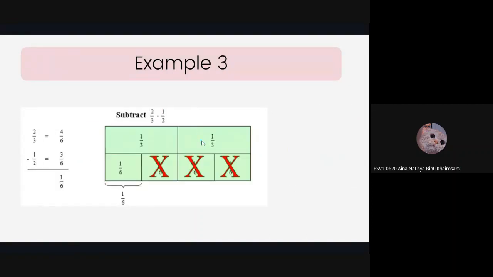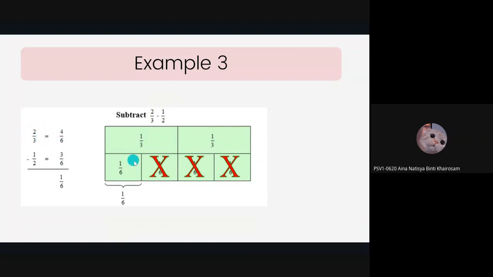Next, for example 3, the question is 2 over 3 minus 1 over 2. So we want to change to the same denominator. We get 4 over 6 and 3 over 6, because 1 over 3 and 1 over 3 is the same as 2 over 3.